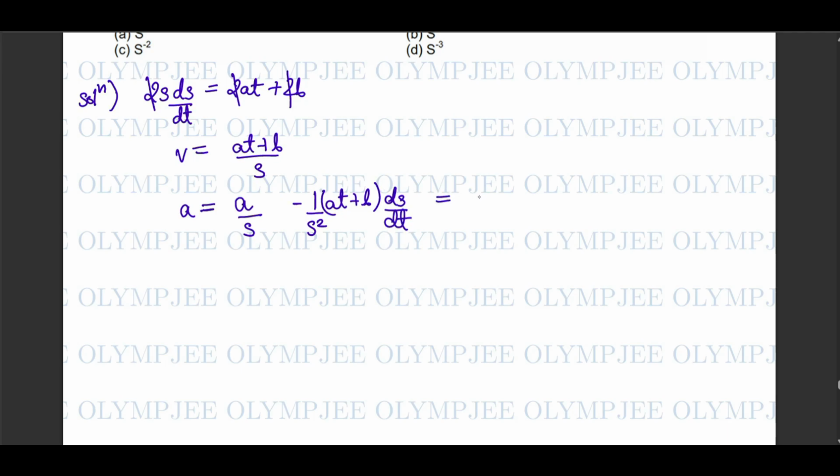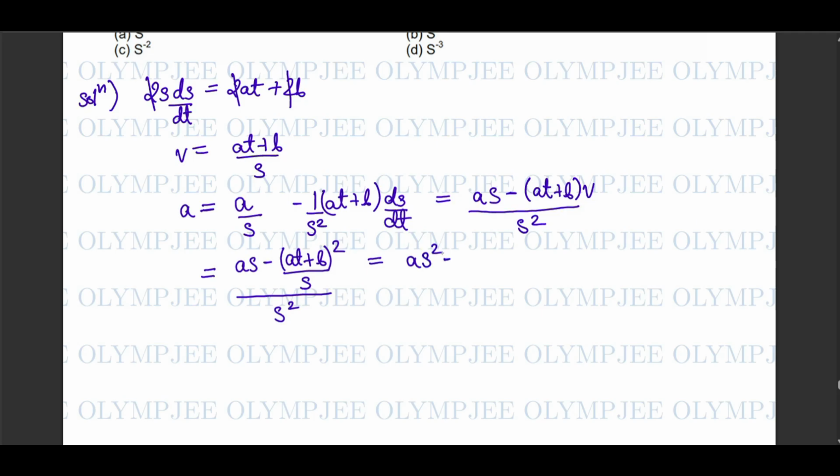It will become a by s minus (at plus b) multiplied by velocity divided by s square. Velocity we can substitute from here, so this will become a by s minus (at plus b) whole square divided by s cube. Now taking the LCM in the numerator, this will become (a s square minus (at plus b) whole square) divided by s cube.